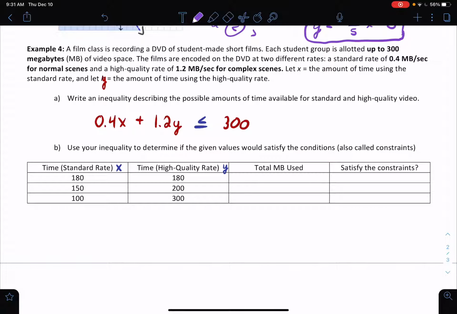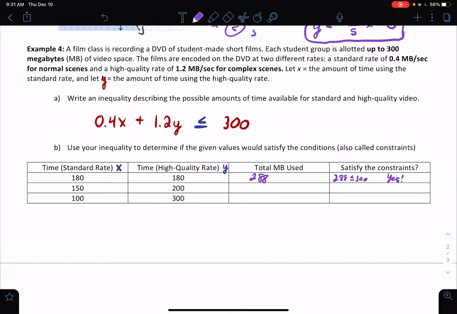So 0.4 times 180 plus 1.2 times 180. That's 288. So that's the total megabytes used for this situation. Does that satisfy? Yes, it does, because 288 is less than or equal to 300. So yes, that works.